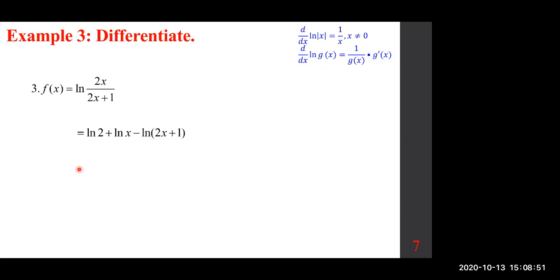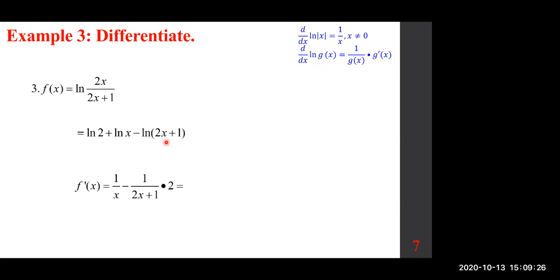So let's do this one by one. ln 2 is a number, so its derivative is 0. ln x, 1 over x. Minus ln of the parentheses 2x plus 1. Flip this over, 1 over 2x plus 1. And then by the chain rule, times its derivative, which is 2. You're done with calculus, and I'm sure your algebraic techniques can finish this.